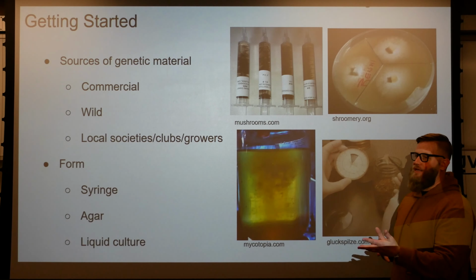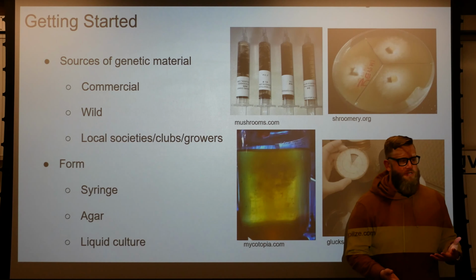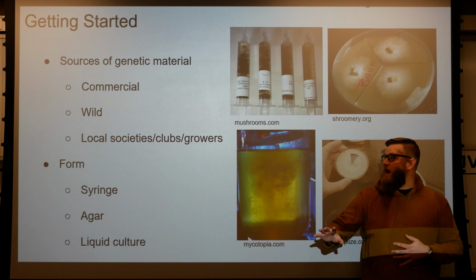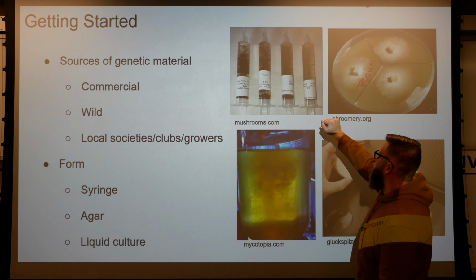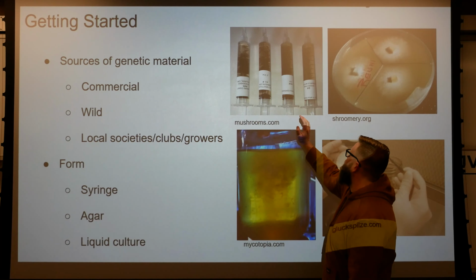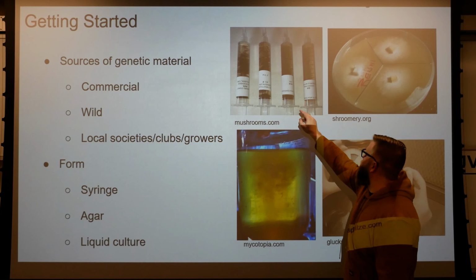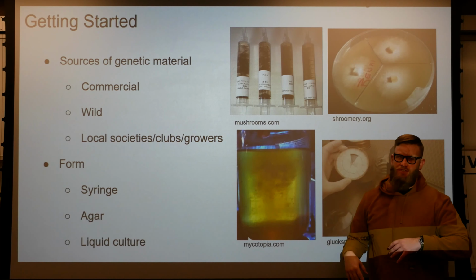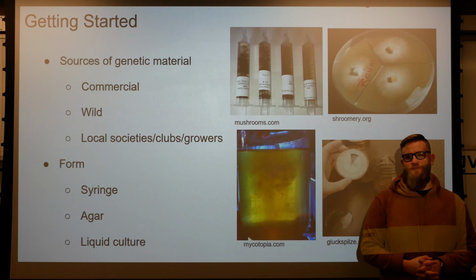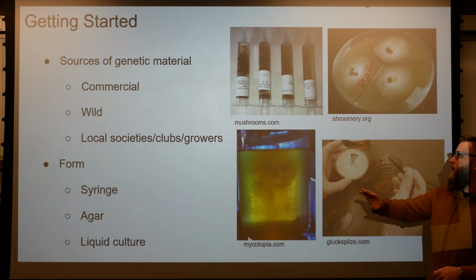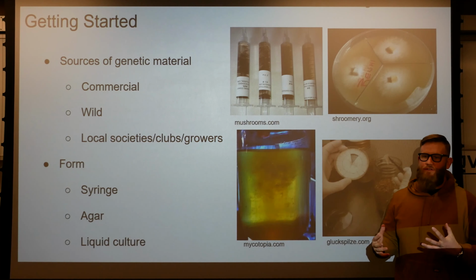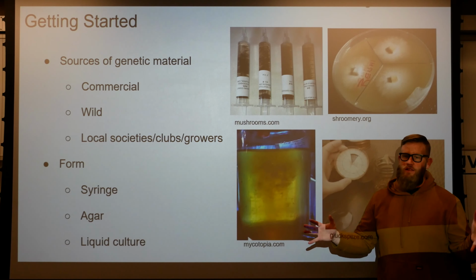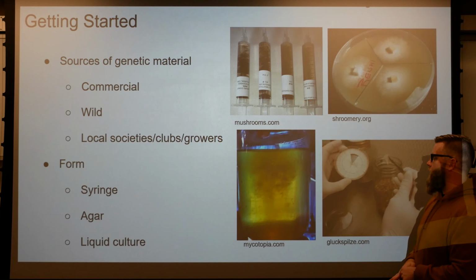Okay, so getting started, where do I get genetic material from? You can buy, like, see these syringes here? This is just pulled off the internet. These are not my spores, just to be clear, if you can read what's on those. But I have bought oyster mushrooms that way, shiitake mushrooms that way, and it's a really effective way, and you can inoculate a lot of grain spawn that way.